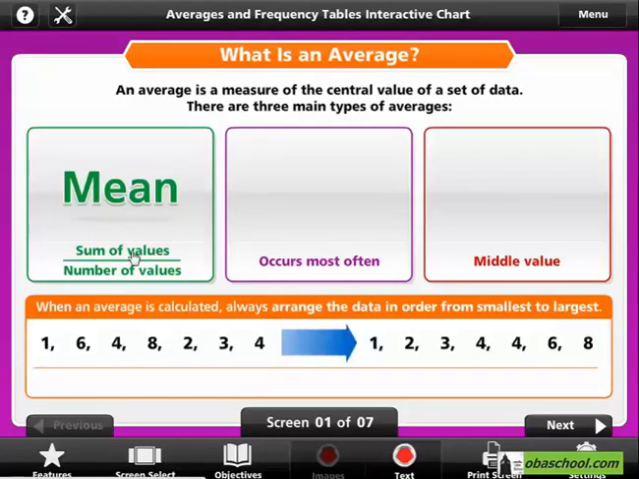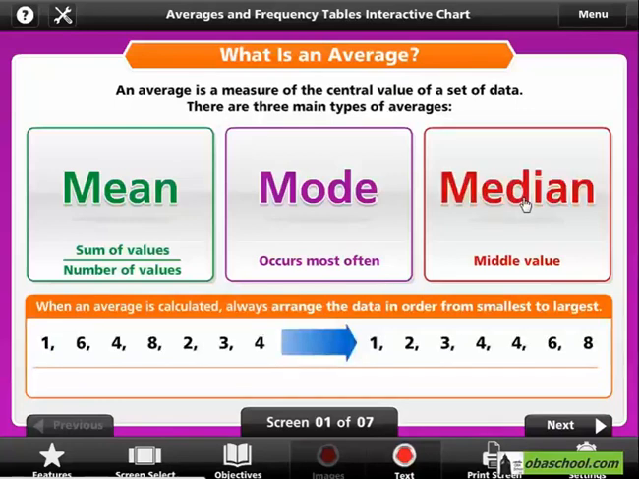So the first type is the mean, and how to calculate the mean. The mean is the sum of values divided by the number of values. So you have a set of values, their sum divided by their number. And then you have the mode. The mode is what happens more often. It is what is occurring more and more. And finally you have the median. The median is basically the middle value. It is what happens in the middle.